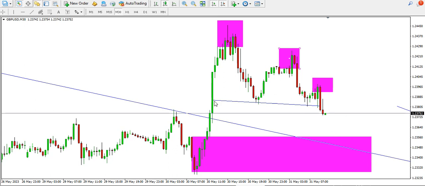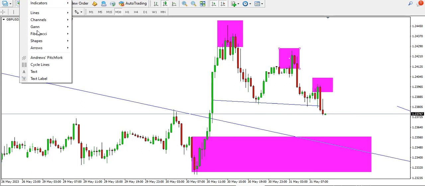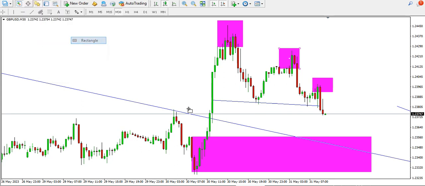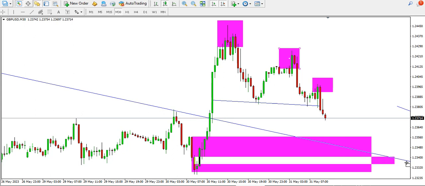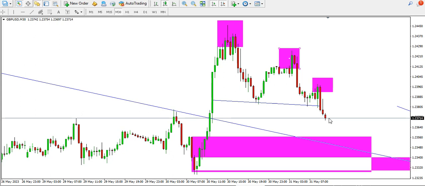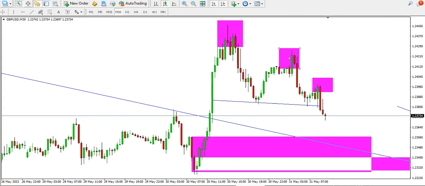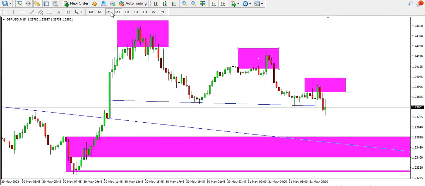Okay, we have a break of the neckline, and we can see price trying to drop to this order block. We have order block within an order block. We have support within a support. This is the order block on the 30-minute time frame. It's within the order block on the 1 hour time frame, and price is dropping. Price of GBPUSD is dropping for now on the 30-minute time frame.